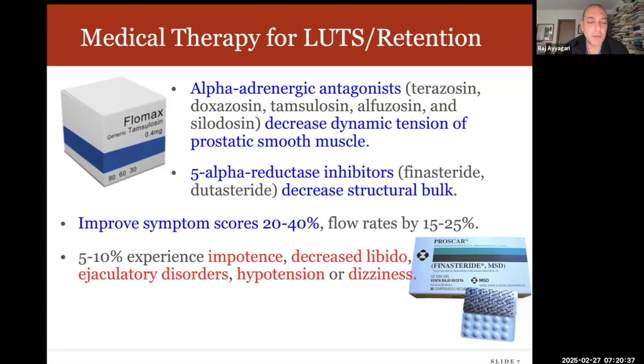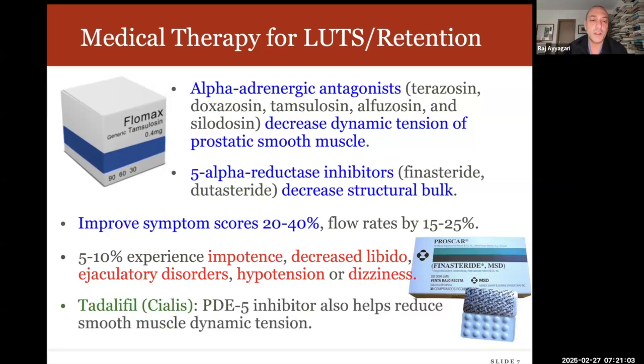But a lot of patients, probably more than 10%, experience side effects. So impotence, decreased libido, because of the 5-alpha reductase inhibitor, that blockage of testosterone. And then for the tamsulosin patients, the alpha-adrenergic antagonist patients, they'll feel dizziness and hypotension sometimes. And so a lot of patients will end up stopping these medications because of those problems.